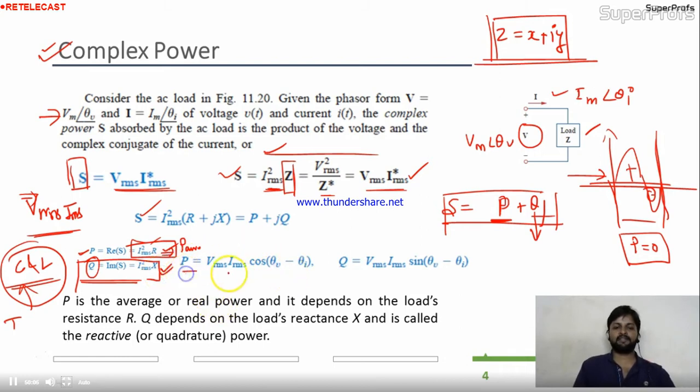Okay. Now P is nothing but Vrms Irms cos of theta V minus theta I. Similarly, this is the active power. Please note, this is active power and average power.